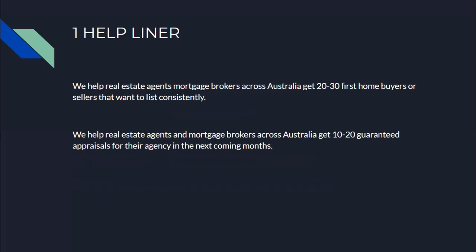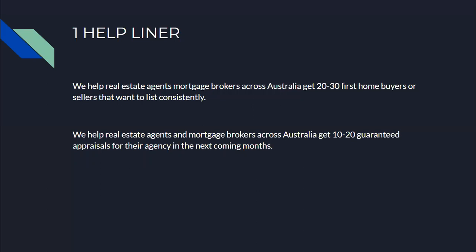All right. So you are familiar with the one helpliner. We've talked about this yesterday. The original one helpliner is, we help real estate agents and mortgage brokers all across Australia get 20 to 30 first home buyers or sellers that want to list consistently. That's the original hook, or what we call the one helpliner.